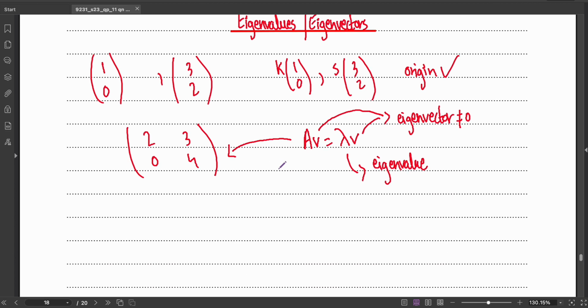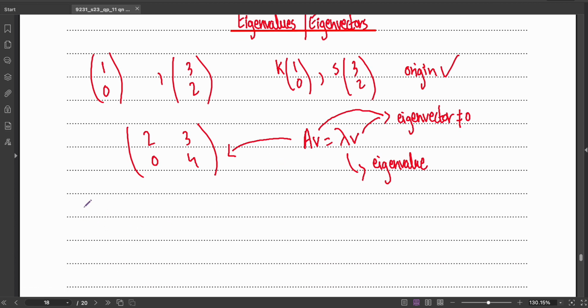Now, how do we get there? This is the interesting part. Imagine we have the identity matrix. In our 2 by 2 case, our identity matrix is just going to be 1, 0, 0, 1. I'm going to multiply this identity matrix by lambda, so I'm going to have lambda times the identity matrix, and that's just lambda, 0, 0, lambda. Okay, so far so good.